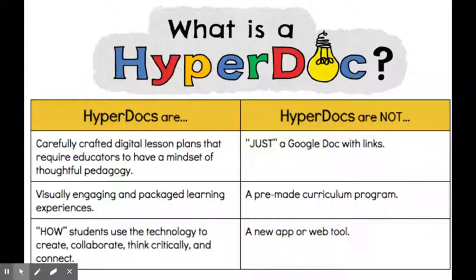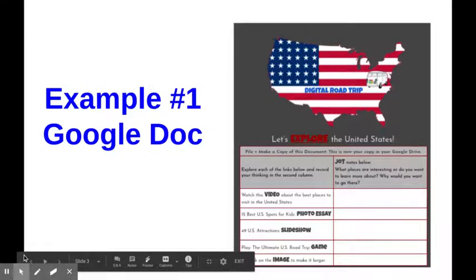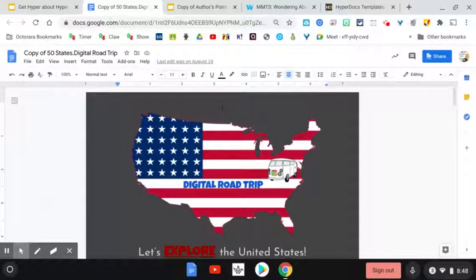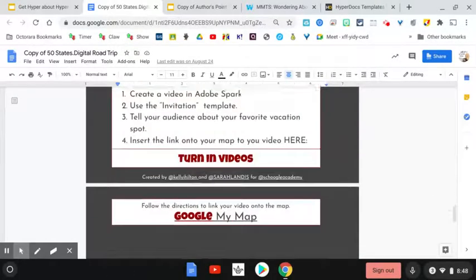In the next couple of slides, I'm going to show you a few examples of HyperDocs that have a few things in common, but they were all made by using a different type of digital media. In this first example, you can see that it was created by using a Google Doc. So this is a pretty simple method. The kids start at the top and simply go down to the bottom until they get to their final product.